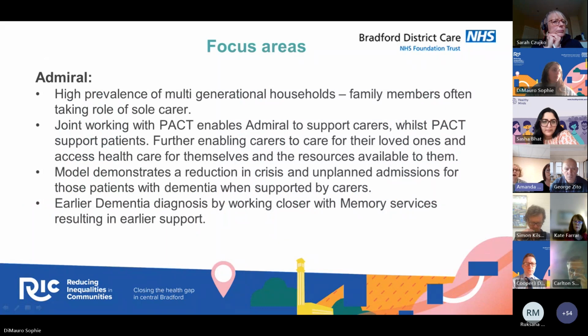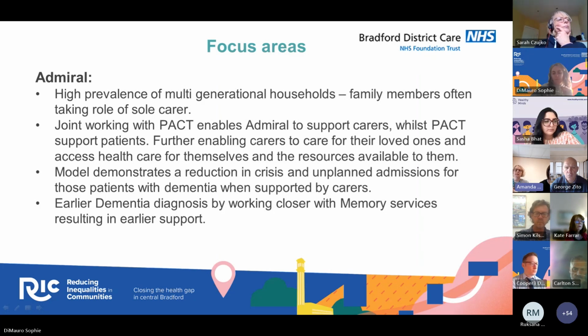Yeah, Admiral. So we also have Admiral Nursing, which is, we have 4 Admiral nurses within our team, and we link in with Dementia UK. It's a partnership working, and it's around earlier diagnosis, and the Admiral nurses within the team support the carers of the patient. The reason why it works so well with the proactive care team is that the proactive care team will often adopt the patient who has the dementia, and the Admiral team will support the carer.